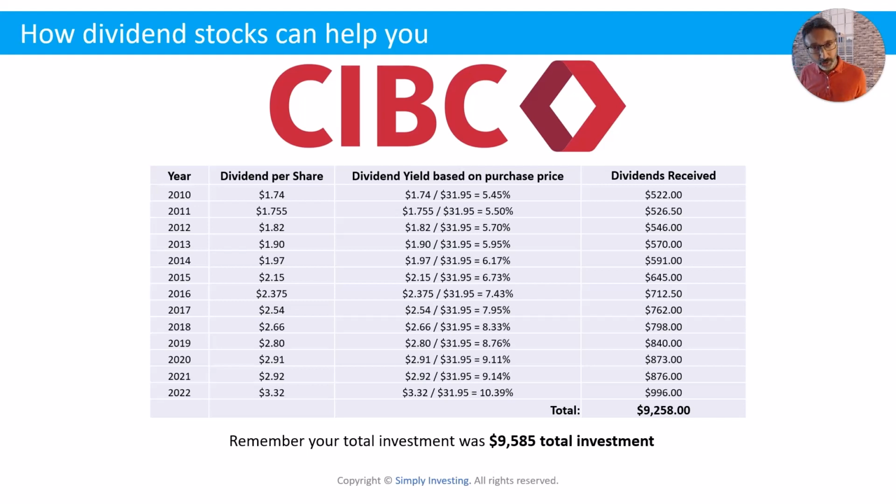In fact, if you add up all the dividends received since 2010, you would have received over $9,258 in dividends. If things keep going as they are, within the next 6 to 7 months, you will receive more in dividends to cover your initial capital investment in CIBC. So your risk started at $9,585, and every time the company paid a dividend, the risk went down. Every time the company increased the dividend, your risk went down. And within the next 6 to 7 months, your risk will be down to 0.